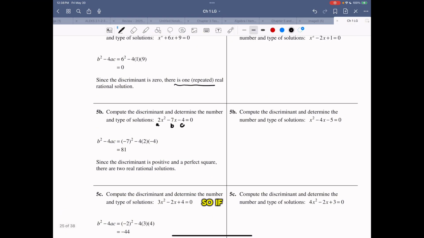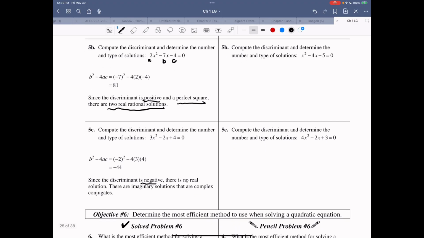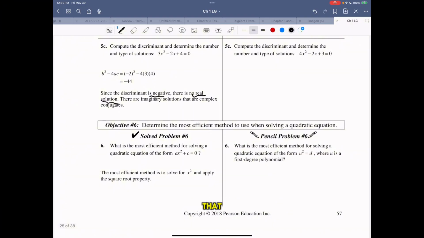If the discriminant is 0, there is one repeated real rational solution. If the discriminant is positive and a perfect square, there are 2 rational solutions. And if the discriminant ends up being negative, there is no real solution, and there are imaginary solutions that are complex conjugates. So that's pretty simple. You can just practice that.